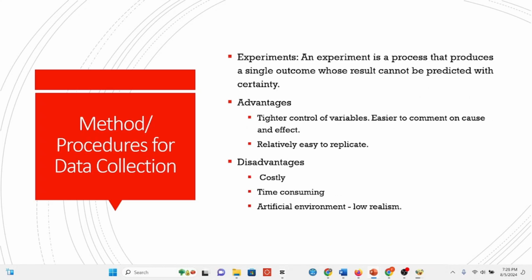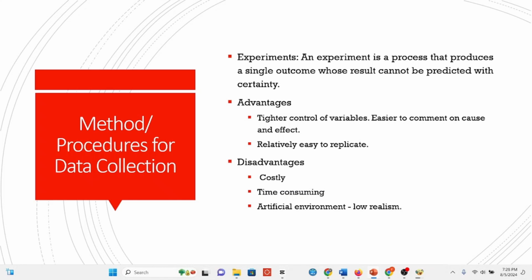The next section talks about the method and procedures for data collection. The method or procedures for data collection includes experiments, telephone surveys, questionnaires, surveys, and observations and interview. Experiments. An experiment is a process that produces a single outcome whose result cannot be predicted with certainty.